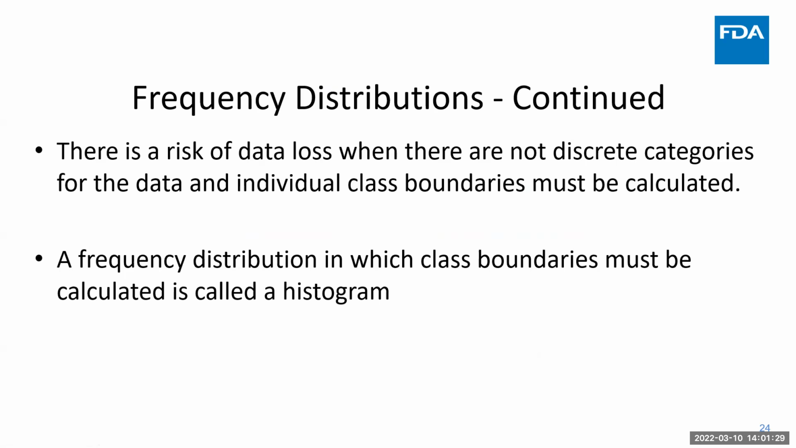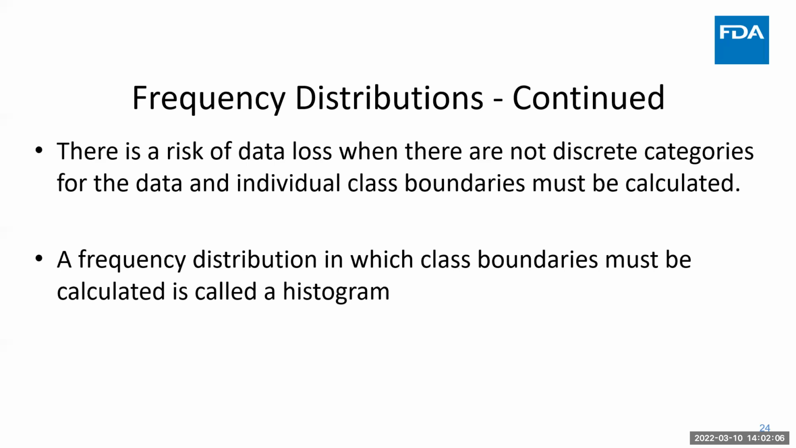Now, when you're building a frequency distribution, there is a risk of data loss when there are not discrete categories for the data, and you have to calculate your class boundaries. I'll get into that in the next slide, but a frequency distribution in which class boundaries must be calculated is called a histogram. Now, in that last slide, we had very neat categories, very discrete categories that all the data fit into, but you may not have that with especially quantitative data.